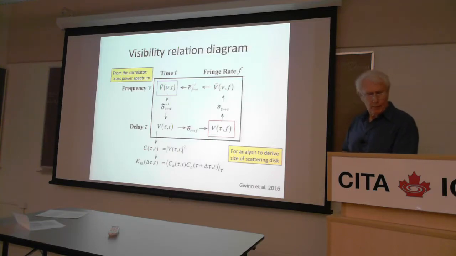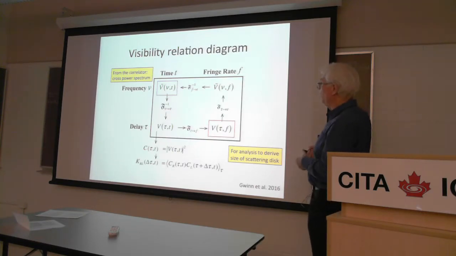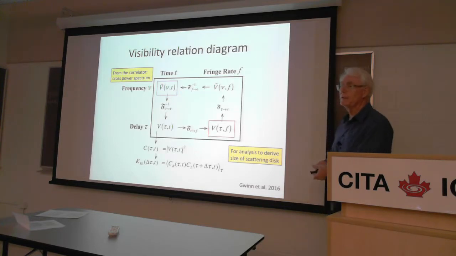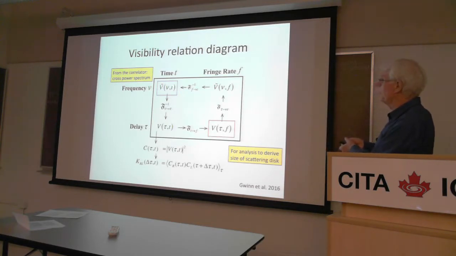So what we got from the correlator were these cross-power spectra, and so with some Fourier transform gymnastics, I may want to call it, you get to this part here, which is what we used for the analysis to derive the size of the scattering disk. So there are some relationships between the cross-power spectrum, how to get from there to there, or from there to there. So this is what we actually then analyzed.